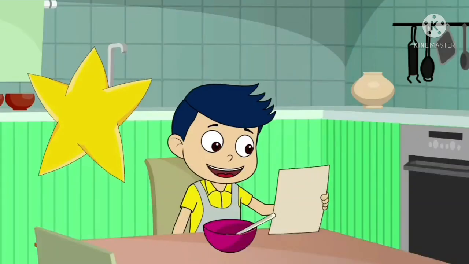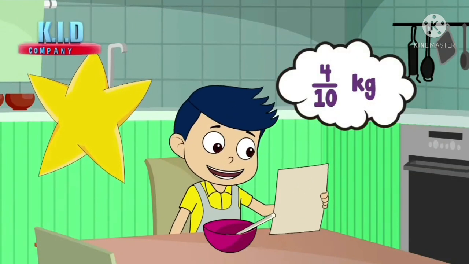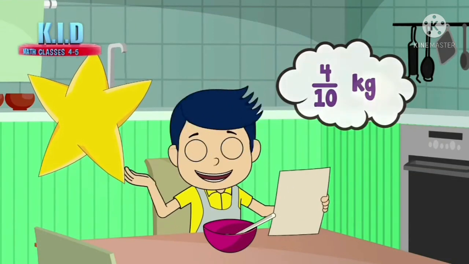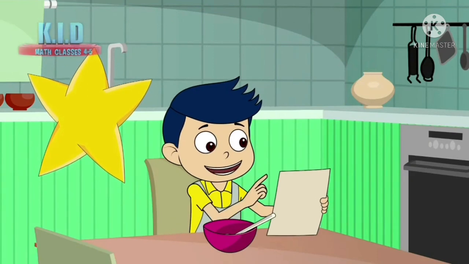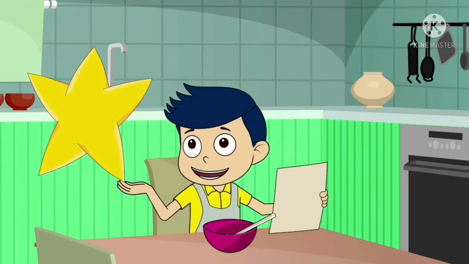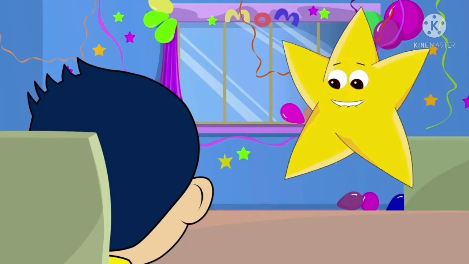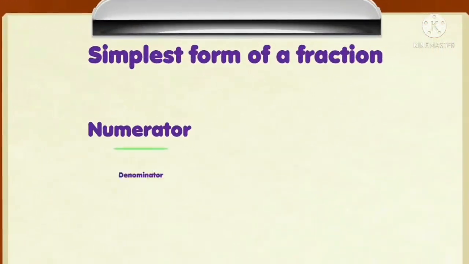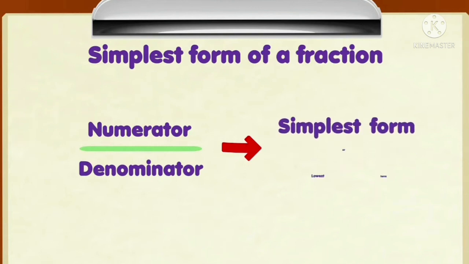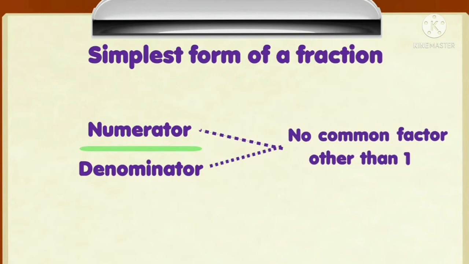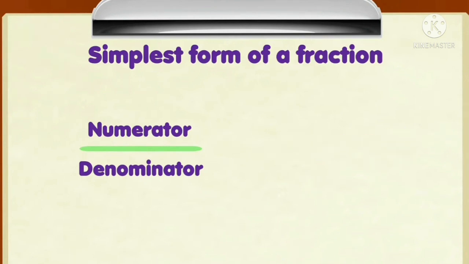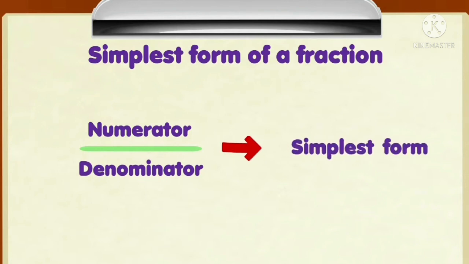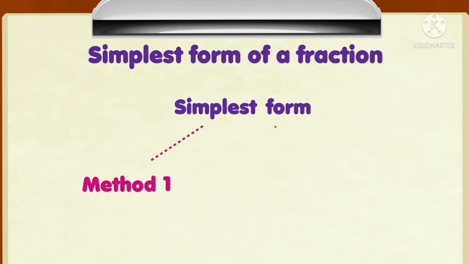So what is next? Well, 4 upon 10 kg of sugar. 4 upon 10. So we make 10 equal parts of 1 kg of sugar and we need to put 4 parts into the mold. Correct, but we can simplify this fraction further. Here, I will show you how it is done. A fraction is said to be in its simplest form or lowest term if the numerator and denominator have no common factor other than 1.